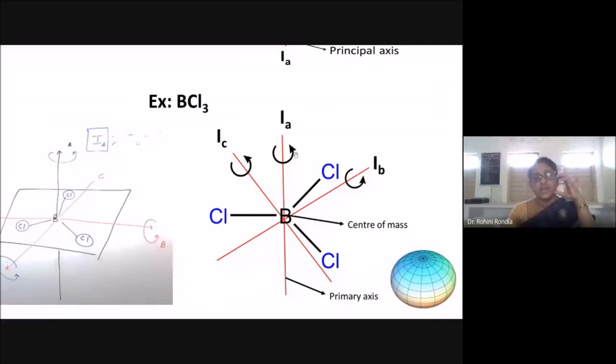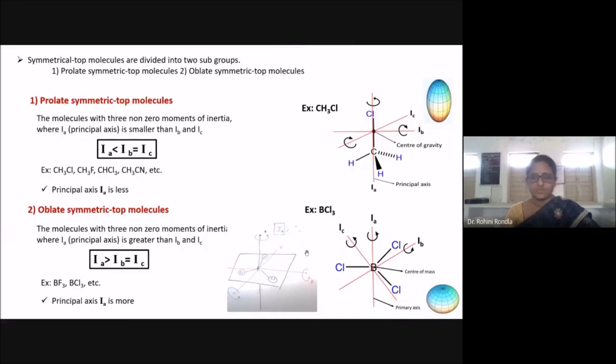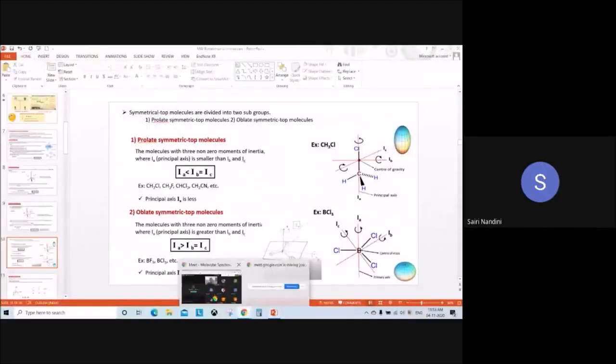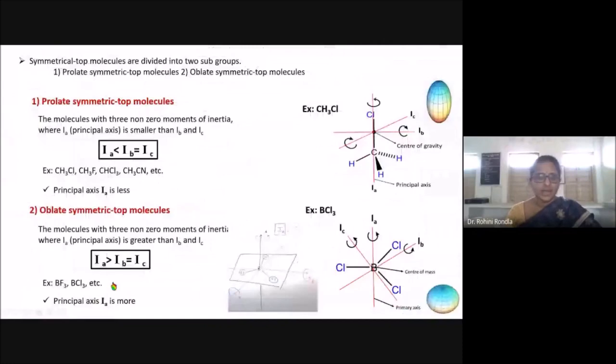But which moment of inertia is higher than that of the other two? Tell me. IA, ma'am. IA. Okay, IA is higher. Why? 3 chlorine atoms are changing. Very good. See this. IA is higher than that of IB and IC. For IB, if you look, left side 2, right side 1. So it requires less energy. And this IC also, if you imagine this IC, 2 chlorines on one side and one chlorine on the other side.